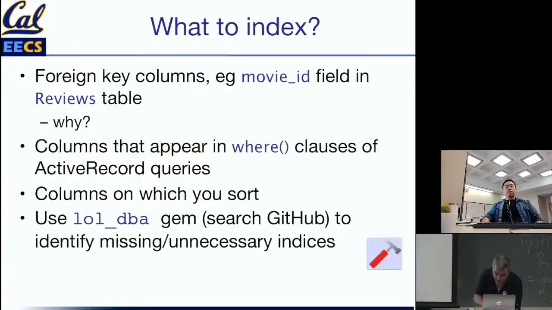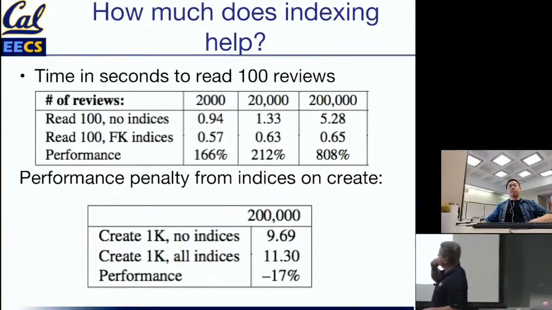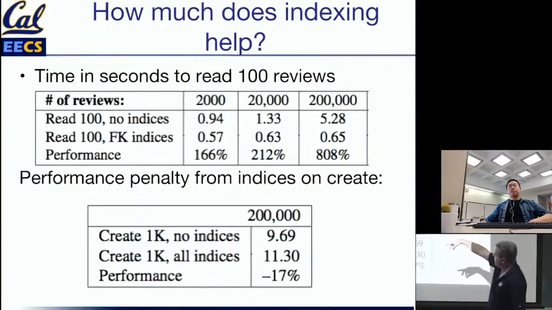So where are we at? So if you do this, how much does it help? We actually did some benchmarks very much along the lines of Rotten Potatoes. This is taken from a table in the book, where we looked at 2,000 reviews, 20,000 reviews, and 200,000 reviews. And what happens if you're trying to do queries based on movie IDs?